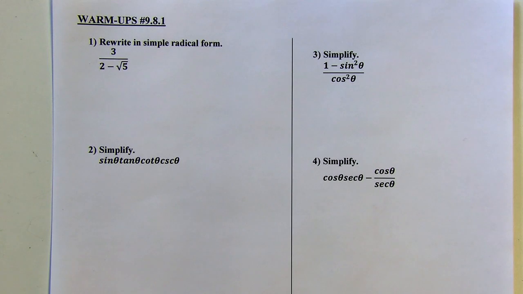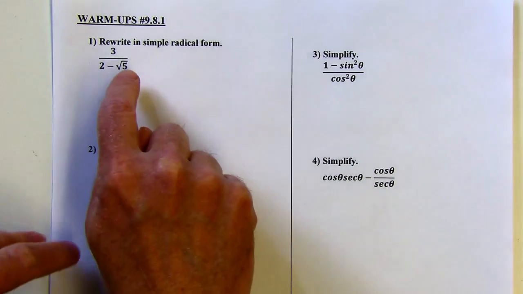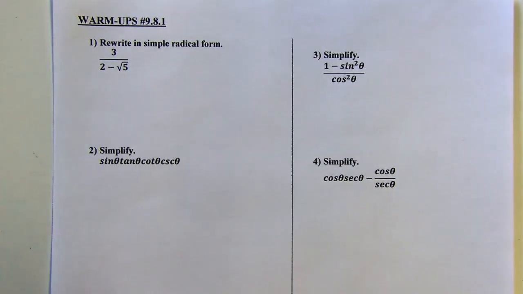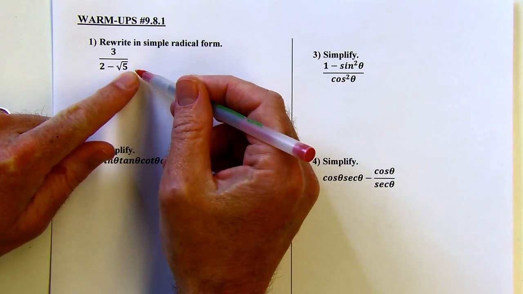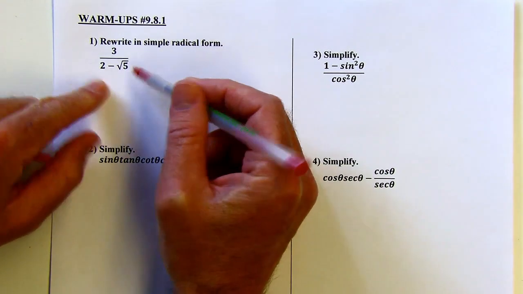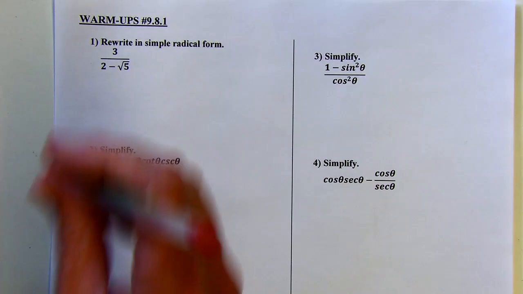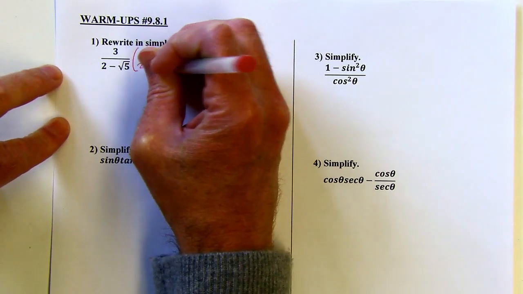Okay, here's warm-up 9.8.1. I'm going to write this in simple radical form. So I've got a radical in the denominator, so I need to rationalize the denominator. A lot of times I'll see people try to multiply by root 5 over root 5, but you'd have to distribute the square root in the bottom, and you'd still end up with the square root in the denominator. So what I want to do instead is multiply by the conjugate of the denominator.